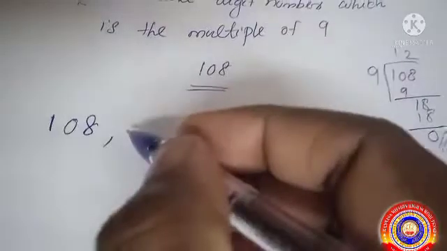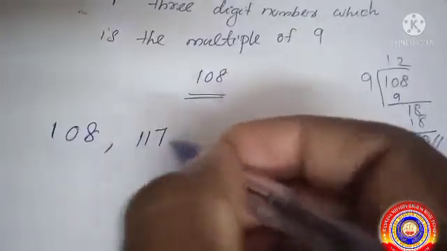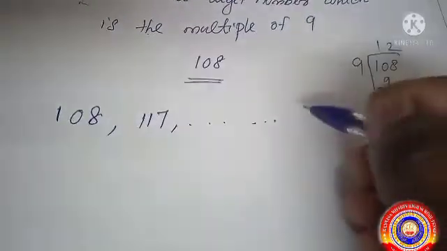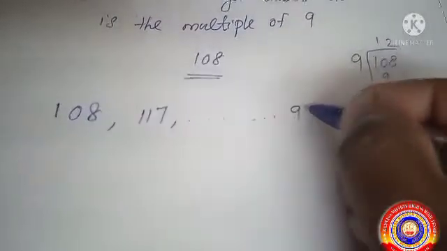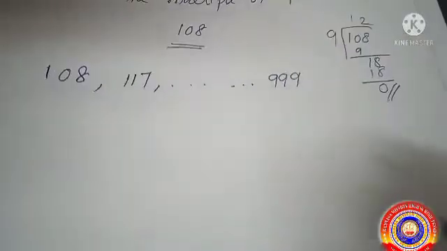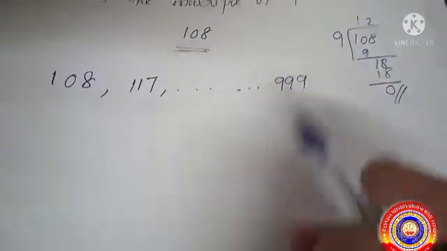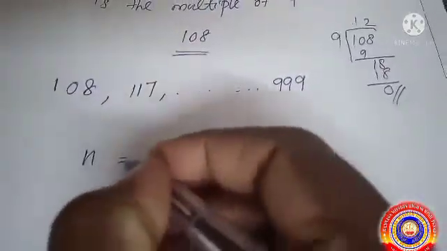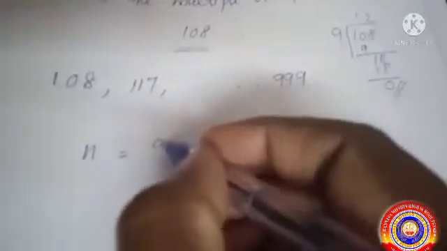So what is the next number? Yes, 108 plus 9, which is equal to 117. So what is the last 3-digit number which is the multiple of 9? Yes, 999. Next we have to find how many numbers are in between 108 and 999.